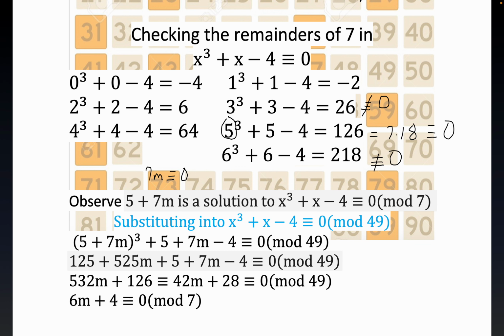5 cubed is 125. And then y'all remember the form. I'll write that out. Remember a plus b quantity cubed? You have the 3's going on in this binomial expansion, right?